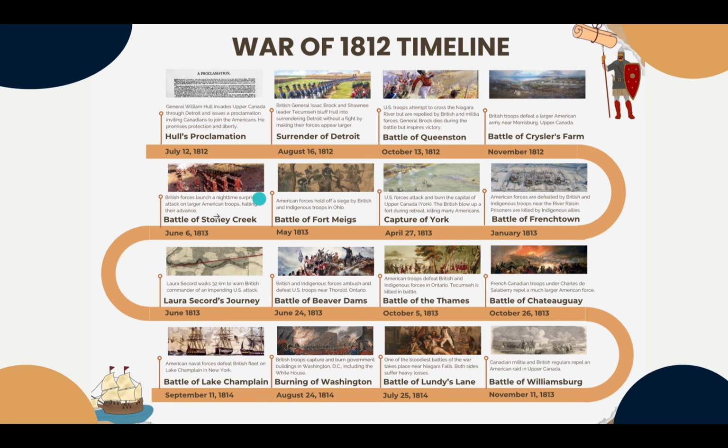In January 1813, the Battle of Frenchtown saw US forces defeated by British and Indigenous troops near the River Raisin. The killing of prisoners sparked the American rallying cry, "Remember the Raisin."